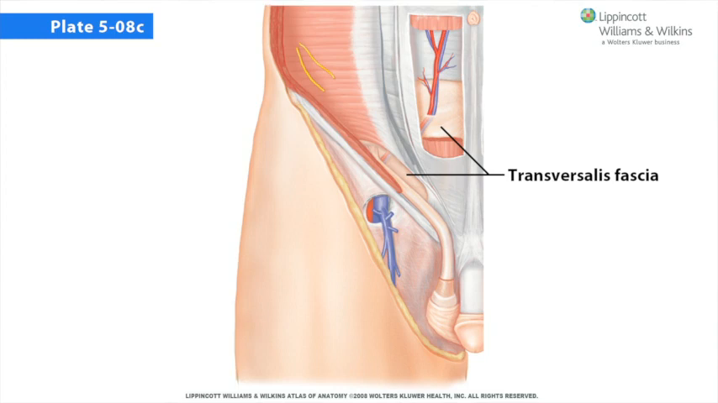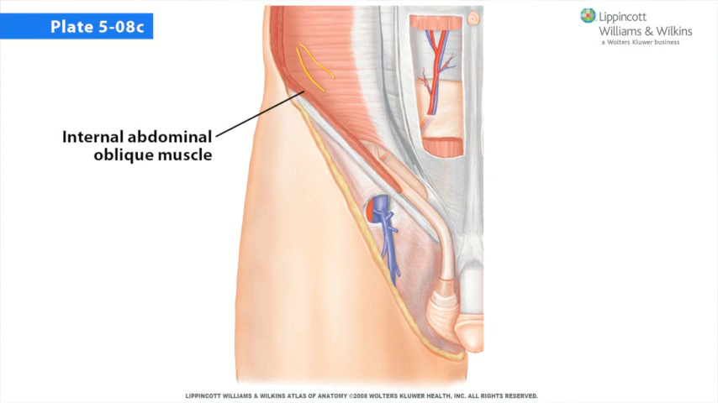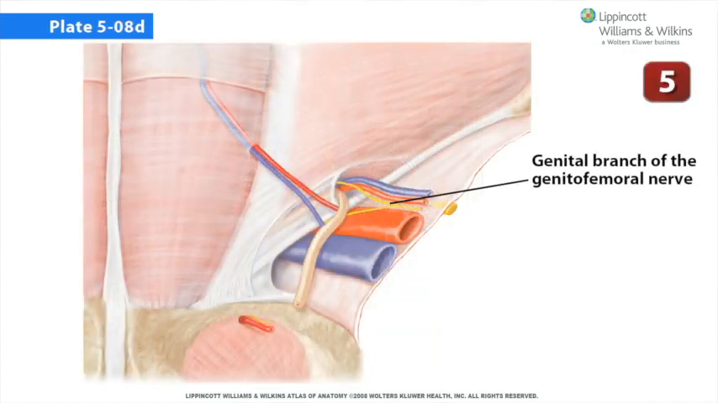The floor of the canal is the inguinal ligament, while the roof is formed by the internal abdominal oblique and the transversus abdominis muscles. The genital branch of the genitofemoral nerve passes through the inguinal canal in males and females and provides sensory innervation to the skin over the scrotum and the labium majus.